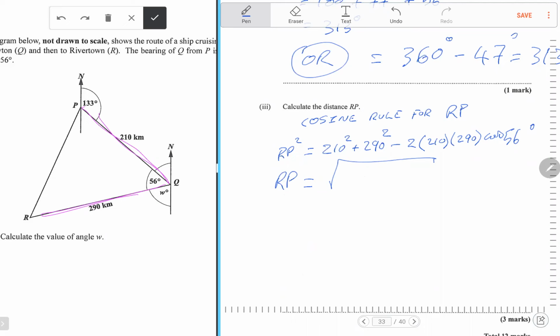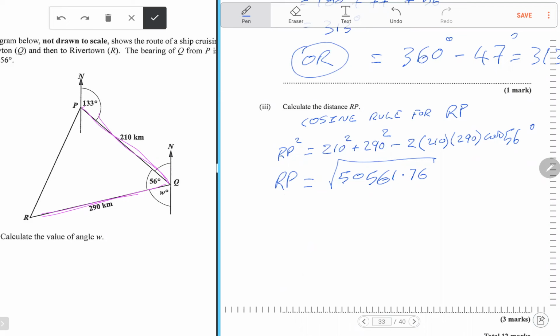Type everything into the calculator properly, look at it, and then write what the value is. So times 290 times the cosine of 56. I'm getting 245. Let me check. 61.76, for example. That's enough, and you square root that. How much do I get? 245. I'm not getting 245, so I'm typing something wrong.